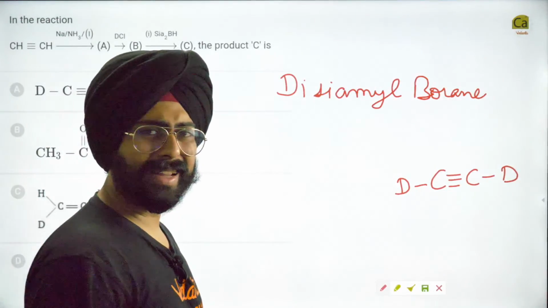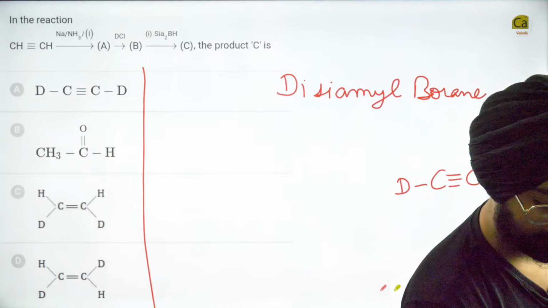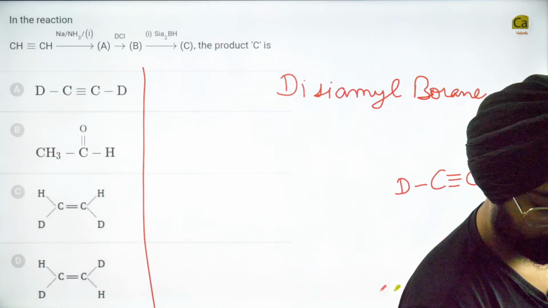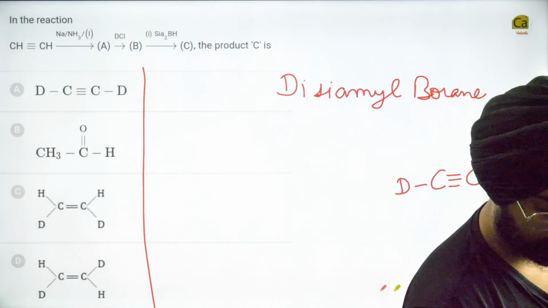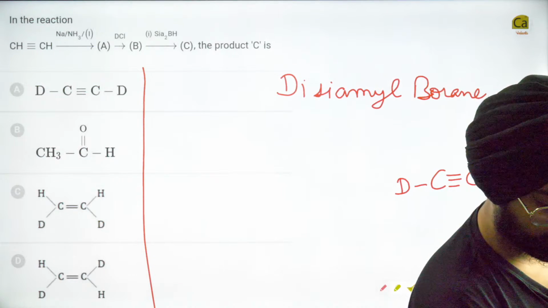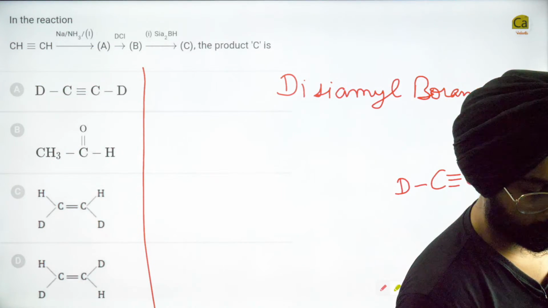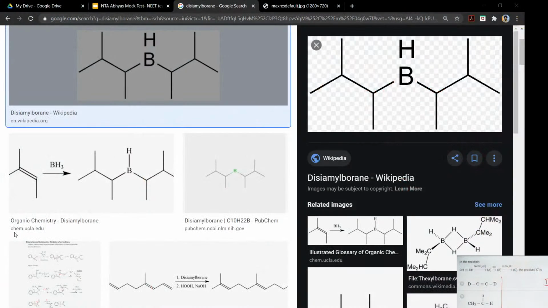Now you'll be wondering, what is this dicyamyl borane? I'll show you the structure, then you'll realize it's a very simple thing. Just a second, okay? I'm going to show you the structure. It's a very simple structure. It's just a boron substituted with some carbon chains. Okay, this is your dicyamyl borane. Boron, one hydrogen, and then the rest of the things over here.